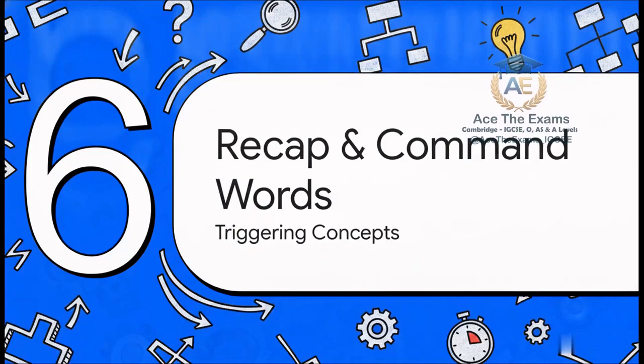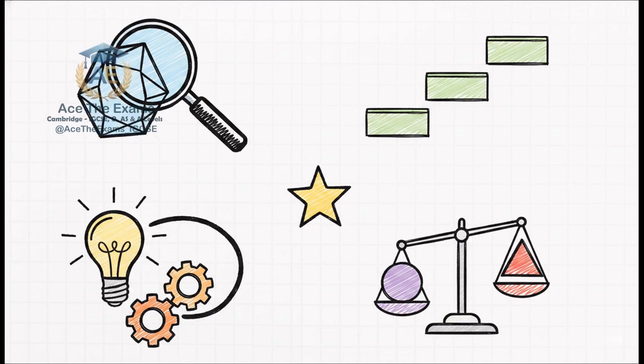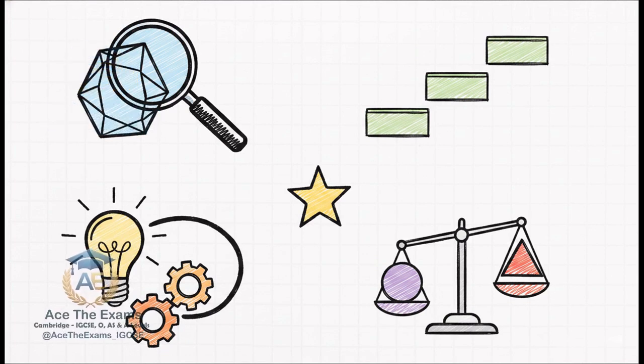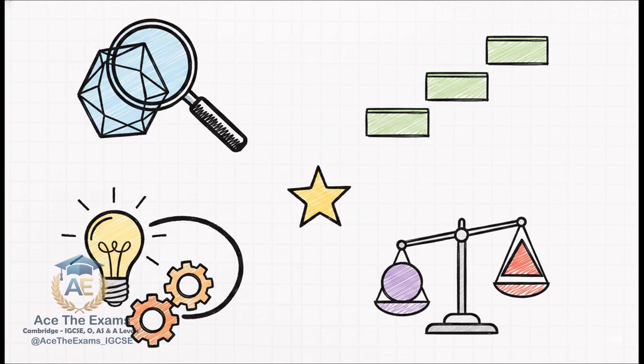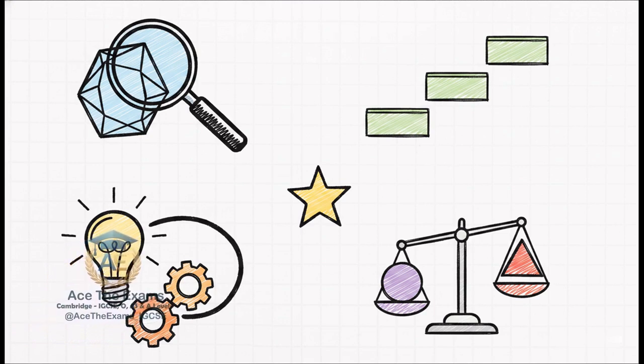Almost done. Let's do a quick recap on command words. Your strategy has to adapt based on exactly what the question is asking. Let's look at these Cambridge command words. If they say define, give a precise textbook definition. If they say describe, outline the steps, like how that linear search works. If they say explain, you need to provide the reasoning, the why, like why a checksum caught an error. If they say compare, highlight the differences, just like we did with the echo check and checksum.